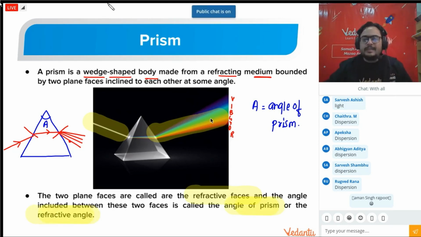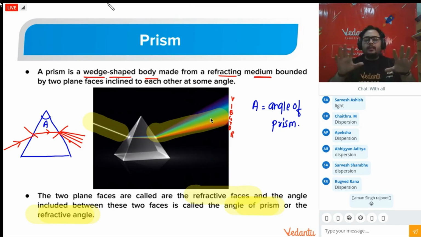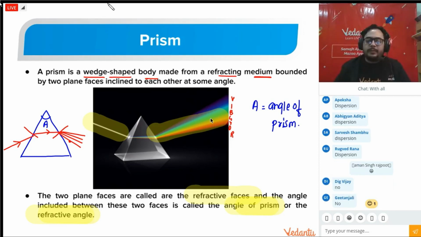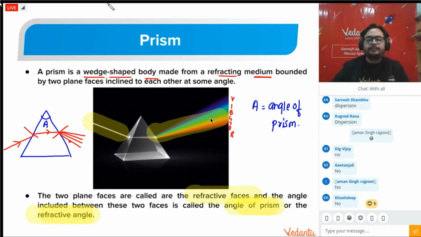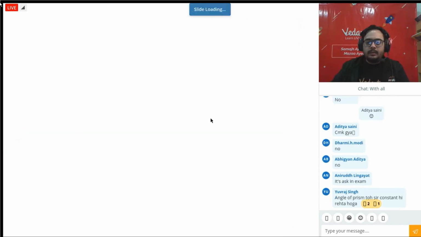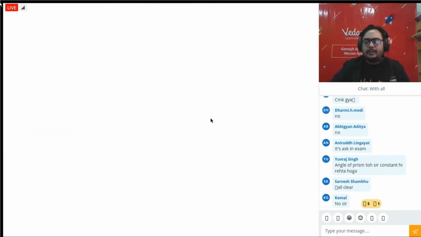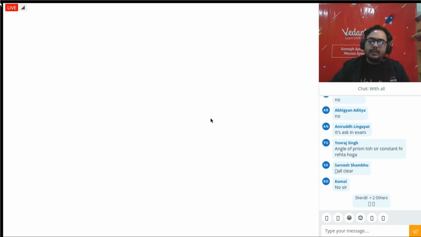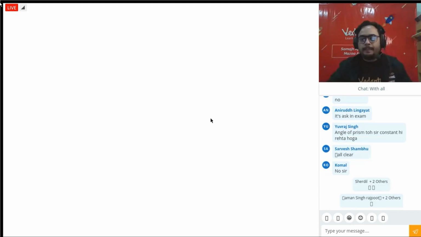So this is the general information about prism. We'll see why and how it happens, but any doubt in the general information, like what is a prism? If someone is not even aware what a prism is, this will give you an idea. It can be asked in exam, Anirudh. Yes, Yuvraj, the angle of prism is not always constant. It depends on how the prism is made. Some prisms have a small angle of prism, some have a large one. It depends on the shape of the prism.